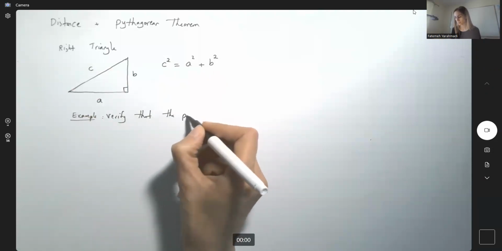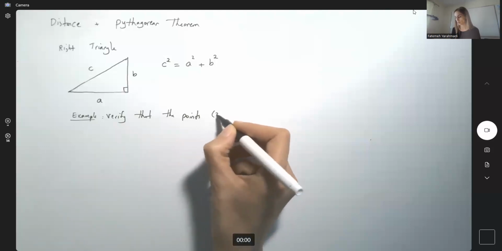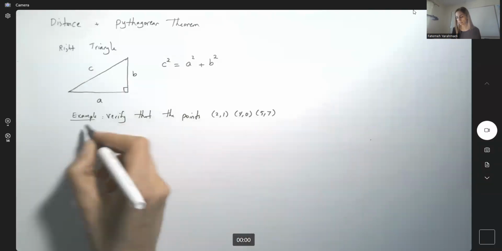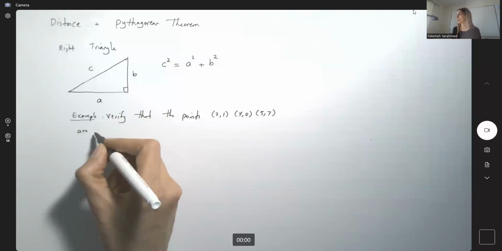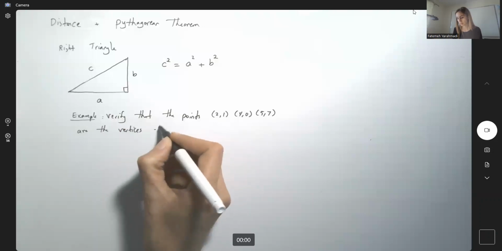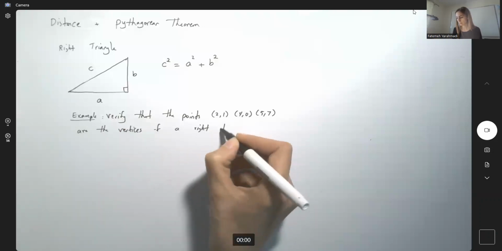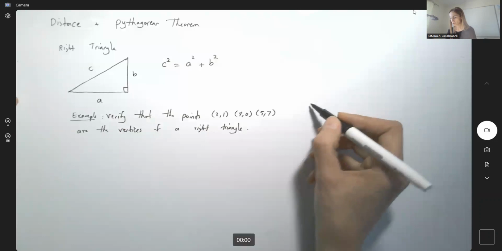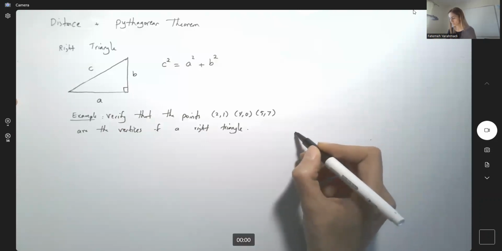The points that are given to us, 2 and 1, 4 and 0, 5 and 7, are the vertices of a right triangle. Very good. Since we learned something new today, we want to apply the Pythagorean theorem and try to verify it that way. If I try to visualize this, it's going to be like this.